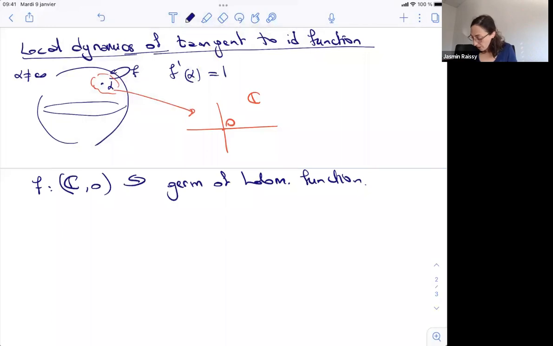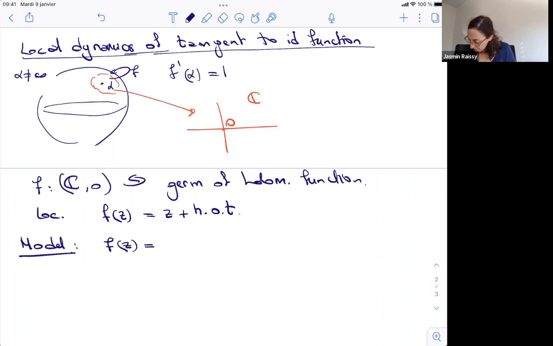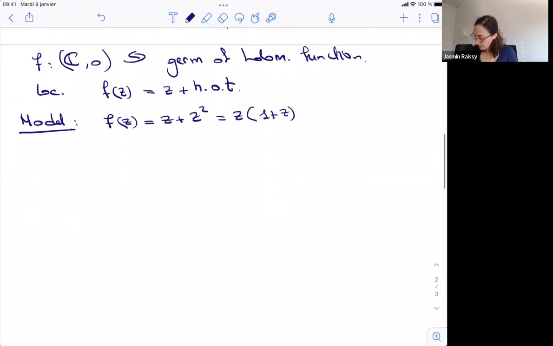It's fine. So locally, I can write f of z is going to be equal to z, because the first derivative is one, plus higher order terms. And in here, what I'm going to study first, I'm going to start with the model. I'm going to see what happens if I have z plus z squared. So this should not be of big harm, right? So let me write it again, as our students do: z times one plus z. And now you see that, let me have a bigger picture.